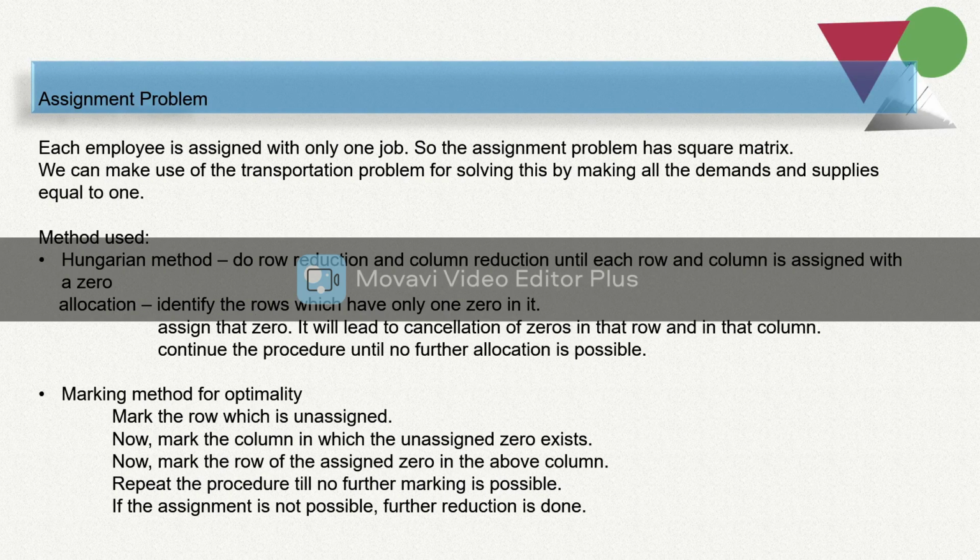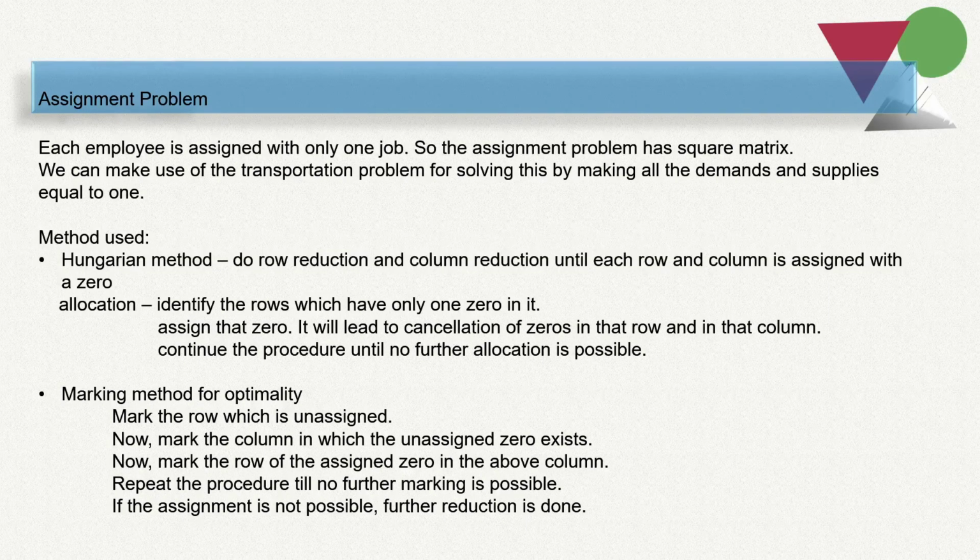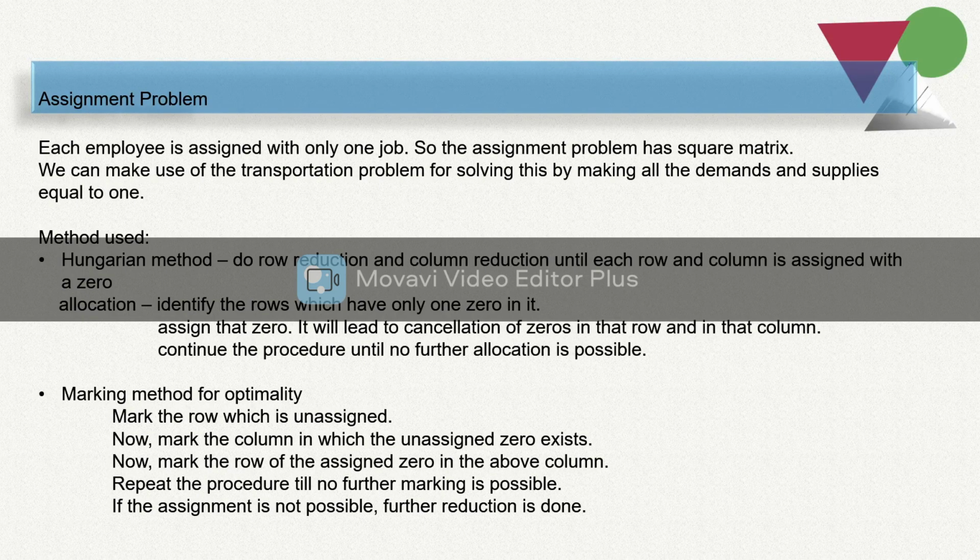Marking method for optimality for an assignment problem. Mark the row which is unassigned. Now, mark the column in which the unassigned 0 exists. Now, mark the row of the assigned 0 in the above column. Repeat the procedure till no further marking is possible. If the assignment is not possible, further reduction is to be done.